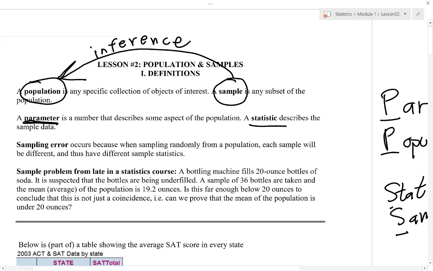Another example is if you're talking about the average test score in a class. You can look at that class as the population, in which case the average is a population parameter. But if you're trying to use those statistical results to infer about all classes or all students or all freshmen, whatever, then you're treating it as a statistic. So that's the difference between the two.